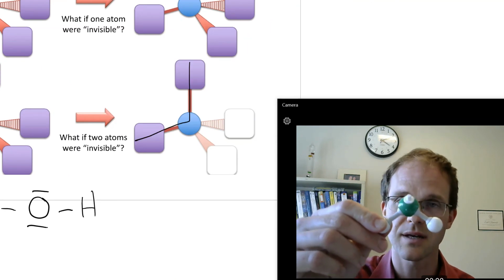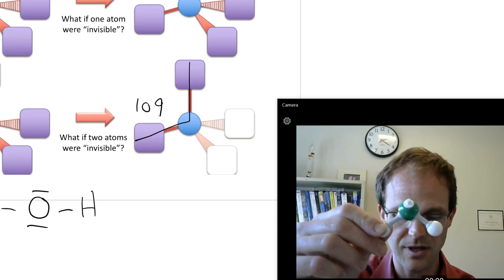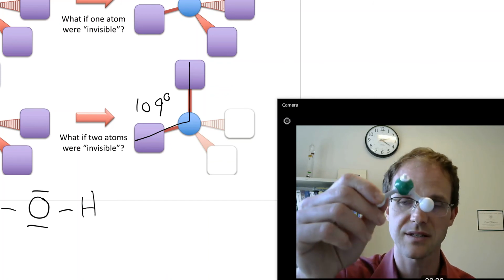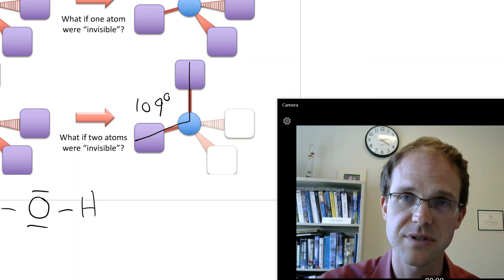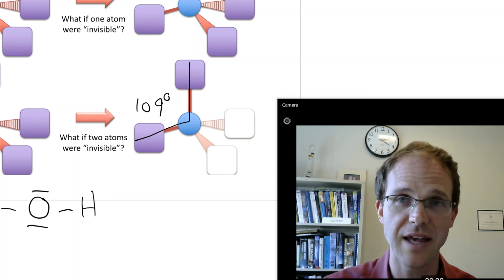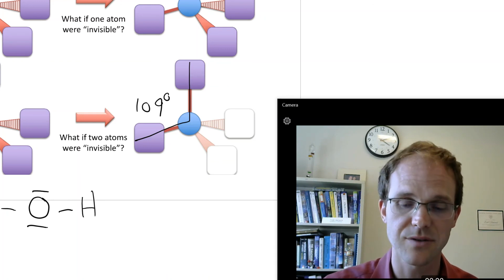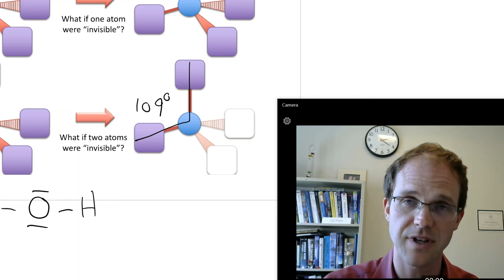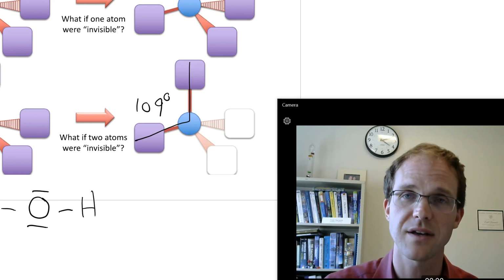Now the angle is a little different. This angle is 109 because it comes from a tetrahedron. In the last slide, the angle is 120 because it came from trigonal planar. But they both still look bent. So now we have the ability to not only look at the arrangement of things, where the atoms are, but we can also talk about their shape.